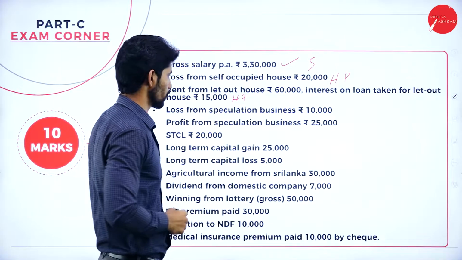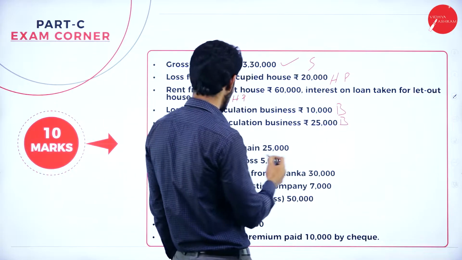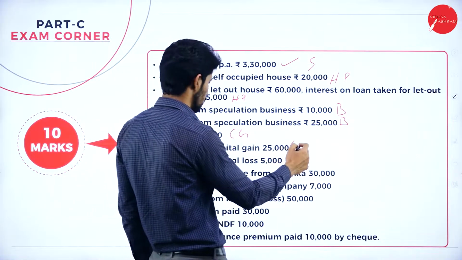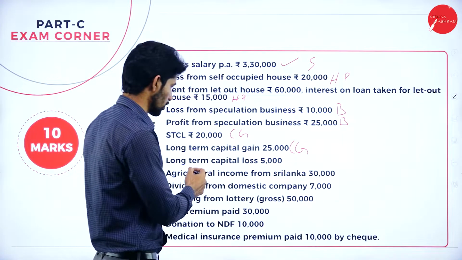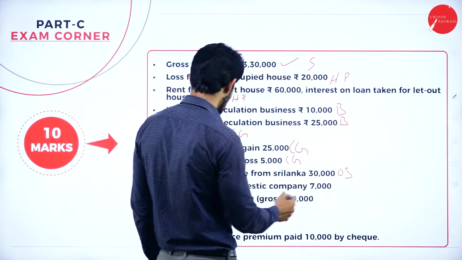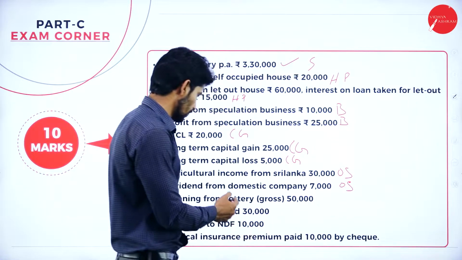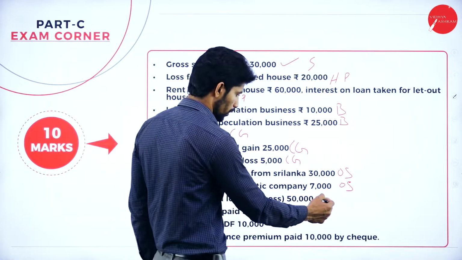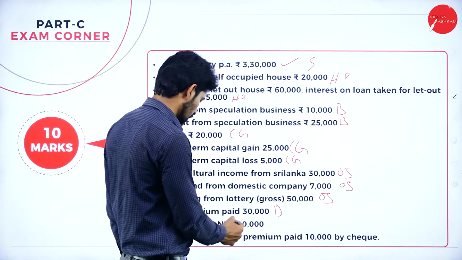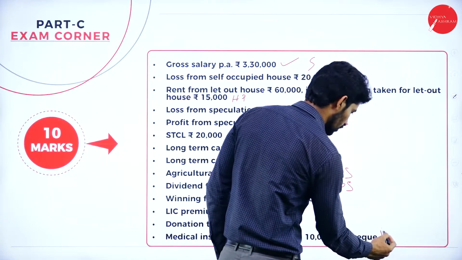Next, loss from speculation business and profit from speculative business relating to business, and short-term capital loss, long-term capital gain and long-term capital loss relating to capital gain, and agriculture income, dividend from domestic company and winning from lottery relating to other sources. Next, LIC premium paid is a deduction, donation to NDF is a deduction, and medical insurance premium paid by cheque is also a deduction.